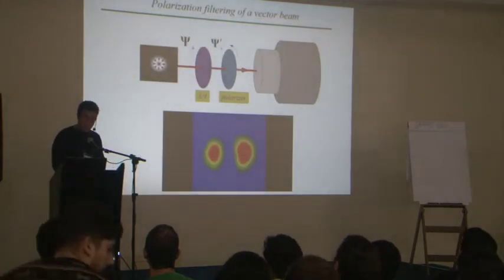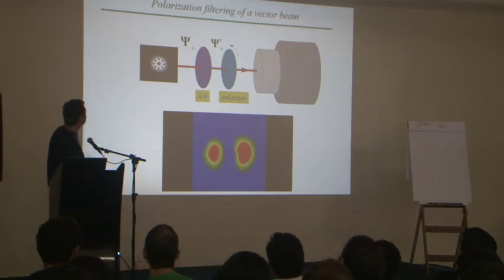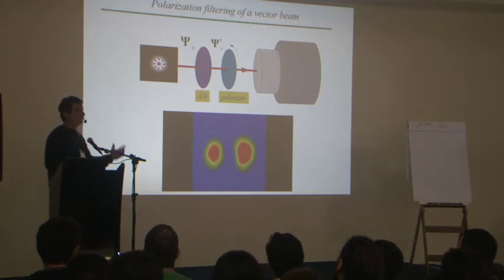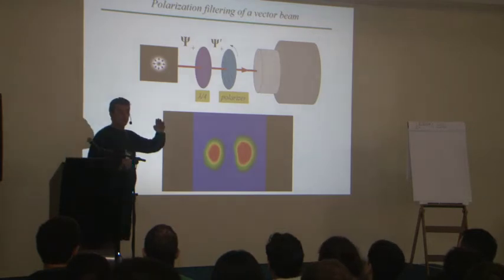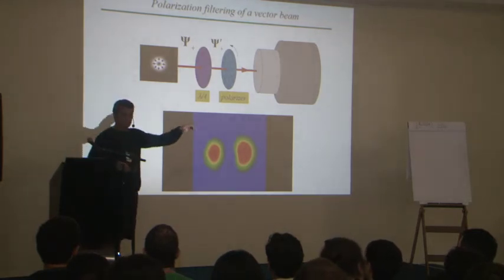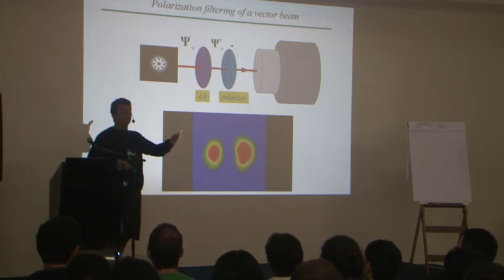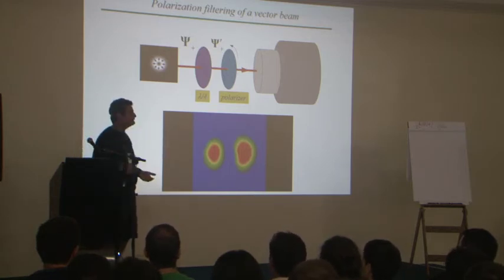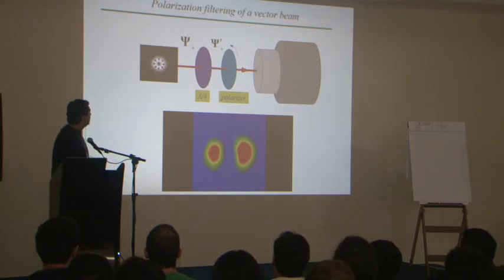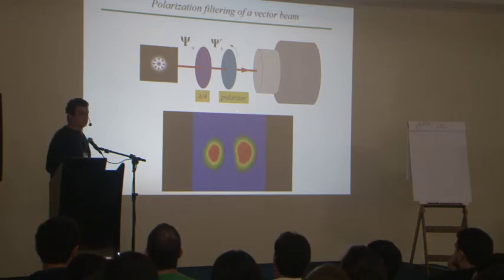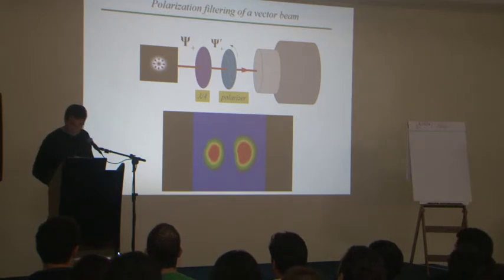Let's see how it works. The idea is the following. I have here the vector beam and a quarter wave plate. A quarter wave plate in a linearly polarized beam at 45 degrees would generate circular polarization and then transfer spin angular momentum. But then I will do this: I will put the quarter wave plate and follow it with a polarizer. And I will rotate the polarizer.